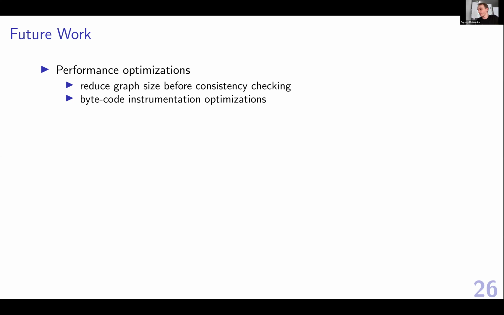For example, if we have some variable that doesn't have data races, we can remove all the events accessing this variable from the graph because they cannot invalidate consistency. Or at least this is our hypothesis for now. The bytecode instrumentation can also be a bottleneck, and there could be some ways to do things more efficiently here.